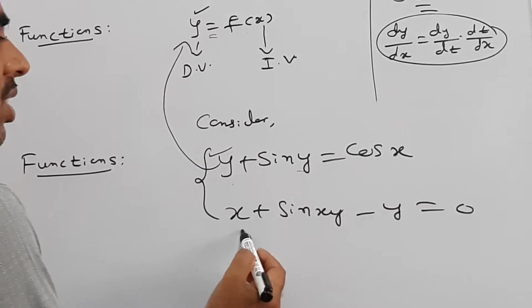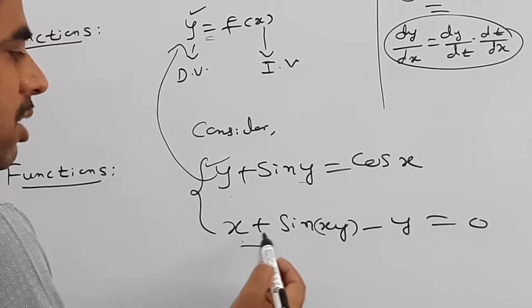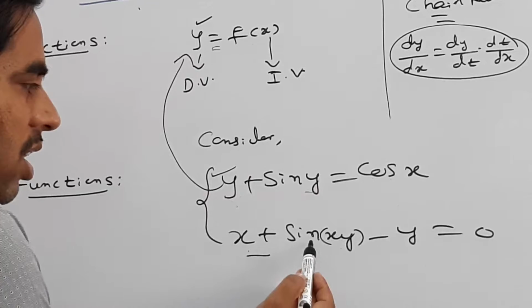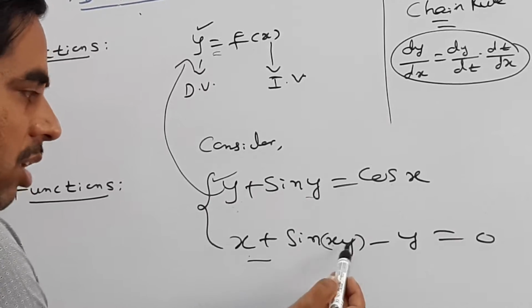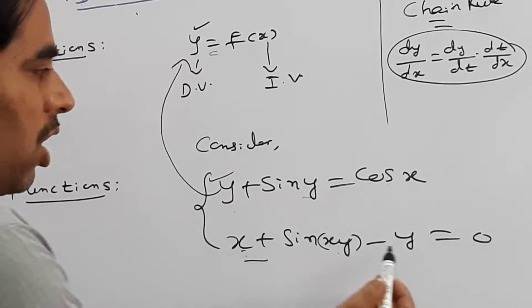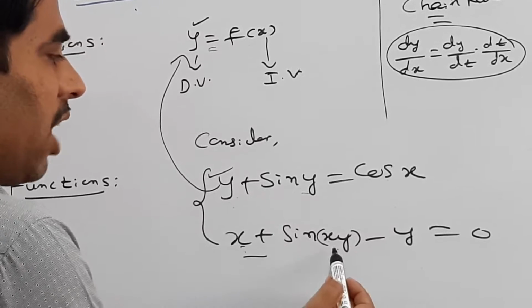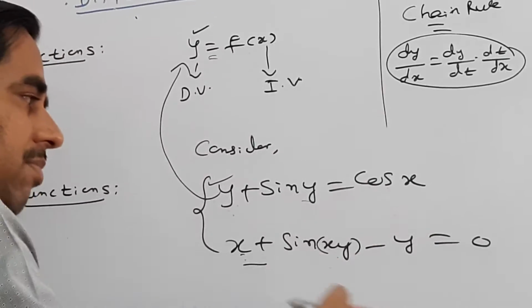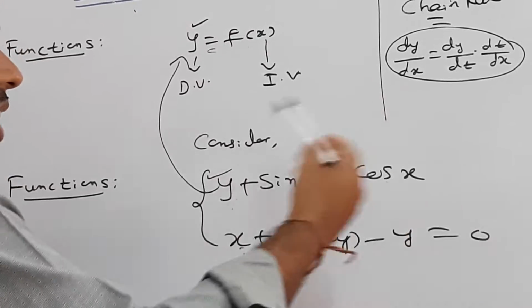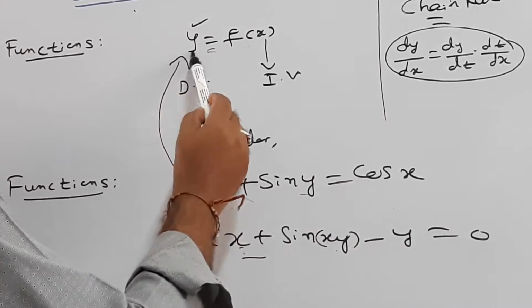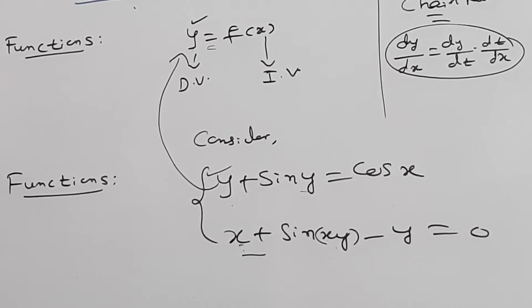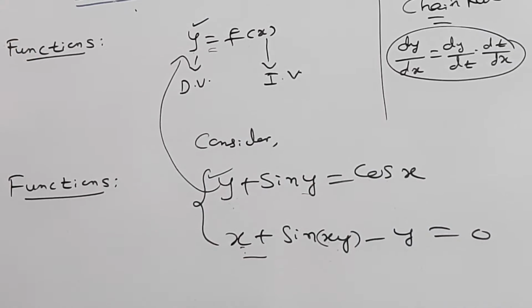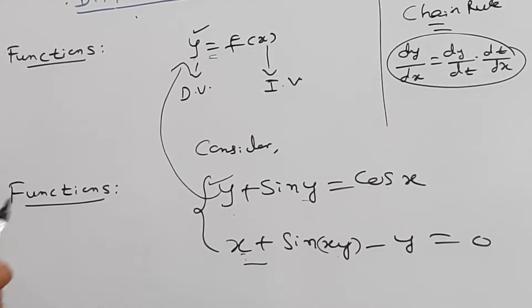Then for this also, observe this, x plus sin of xy minus y, and on the right hand side is equal to 0. Here sin of xy contains both x and y, and the first term is x and the last term is y. So these two examples cannot be written conveniently in the form y is equal to f of x. Such types of functions are called implicit functions.